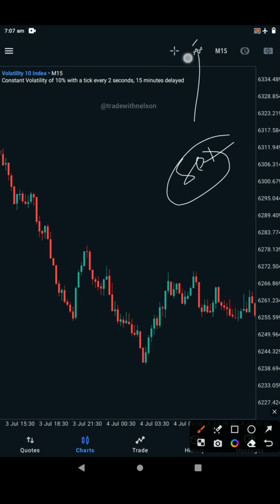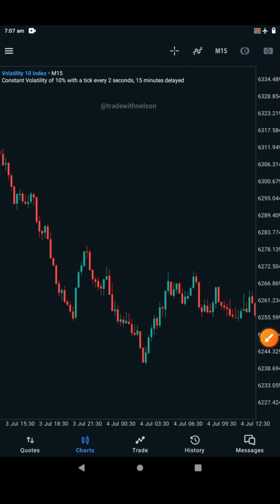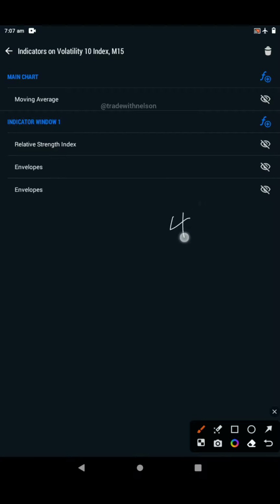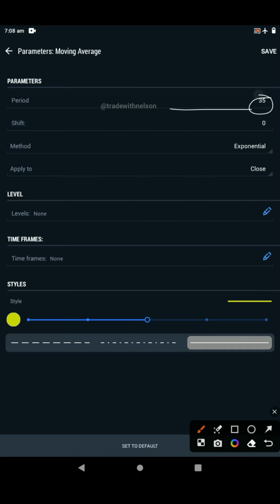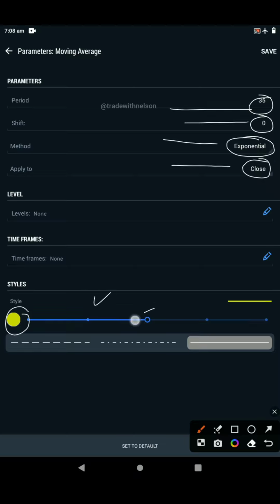To do that, click on this indicator icon over here. As you can see, I have 4 indicators. I have moving average, I have the relative strength index, envelopes, and the second envelopes. To select the moving average, click on the F icon on the main chart and search for moving average. Make your period to be 35, shift to be 0, method to be exponential, apply to close. For the styles, make it color of your choice, pixel of your choice. After that, click on save.